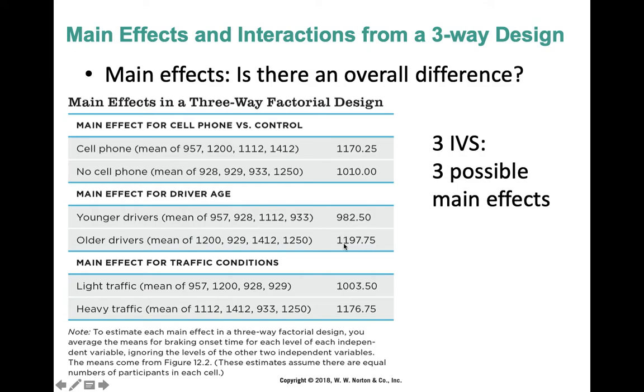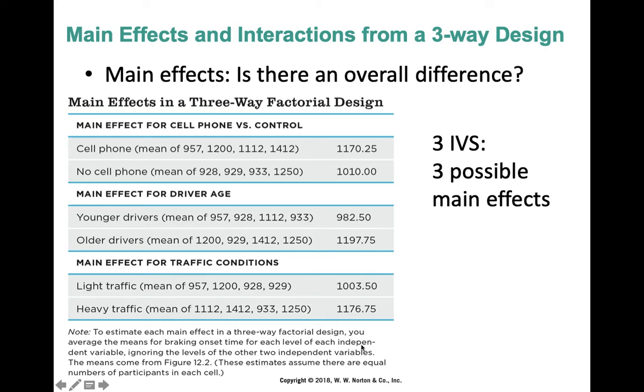And again, here too, we would have to do a statistical test to see whether this is a statistically significant difference. But just looking at the numbers on the surface and taking any difference for the time being to be significant, we'll just pretend, we would say that yes, there appears to be a main effect such that older drivers are slower to brake than younger drivers. And then we can do the same thing for traffic conditions and say, well, it seems to be the case that in heavy traffic, drivers are slower to brake than in light traffic.